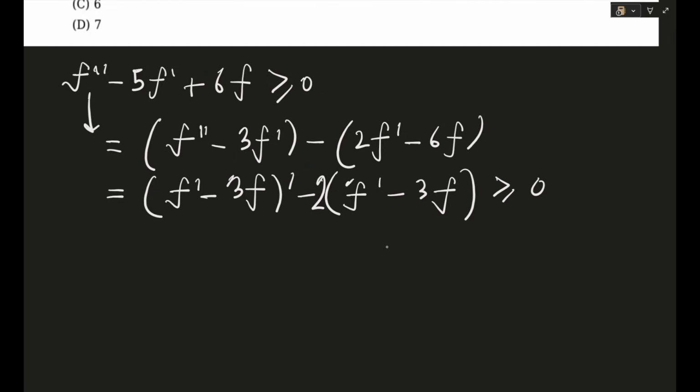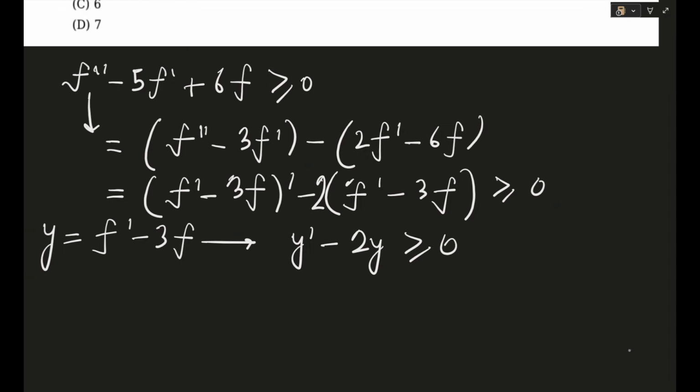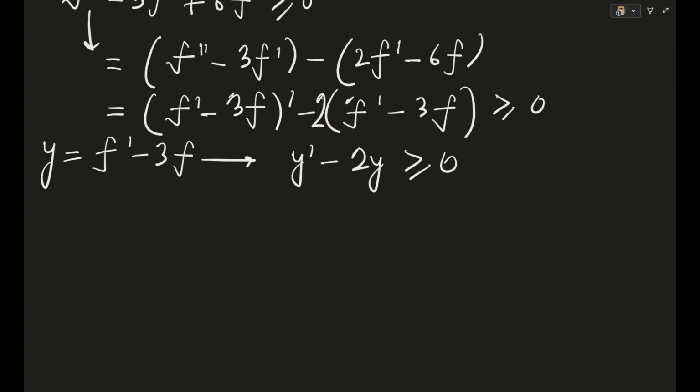So I am going to do a very simple substitution here, and I guess you can all guess what it will be. I will take y equal to f dash minus 3f, and I will substitute this into this inequality. So basically this becomes y dash minus 2y is greater than equal to 0. Okay. Now after this, what I am going to do is I will multiply both sides with e power minus 2x.